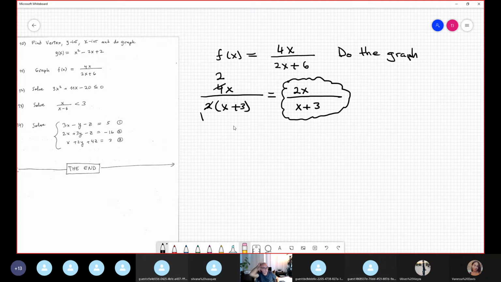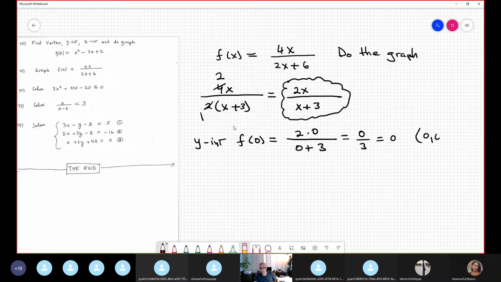Okay, super. Now, let's do it step by step. Step 1 is to do the factorization. Step 2 is to find the y-intercept. The y-intercept is easy: now the function at 0 is 2 times 0 over 0 plus 3. 2 times 0 is 0, 0 plus 3 is 3, and 0 divided by 3 is 0. So again, it's 0, 0. And when this situation happens, I know very well that this point is both the x-intercept and the y-intercept.